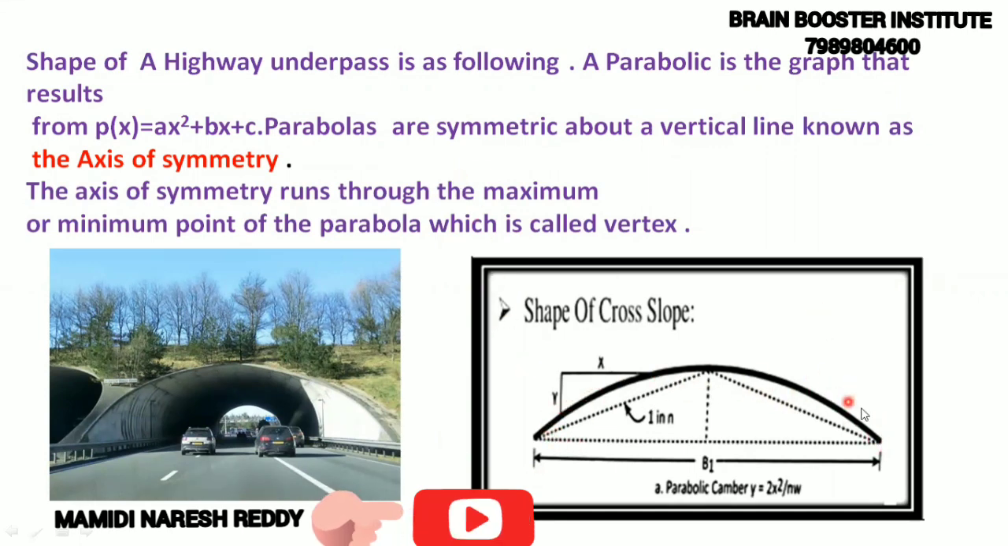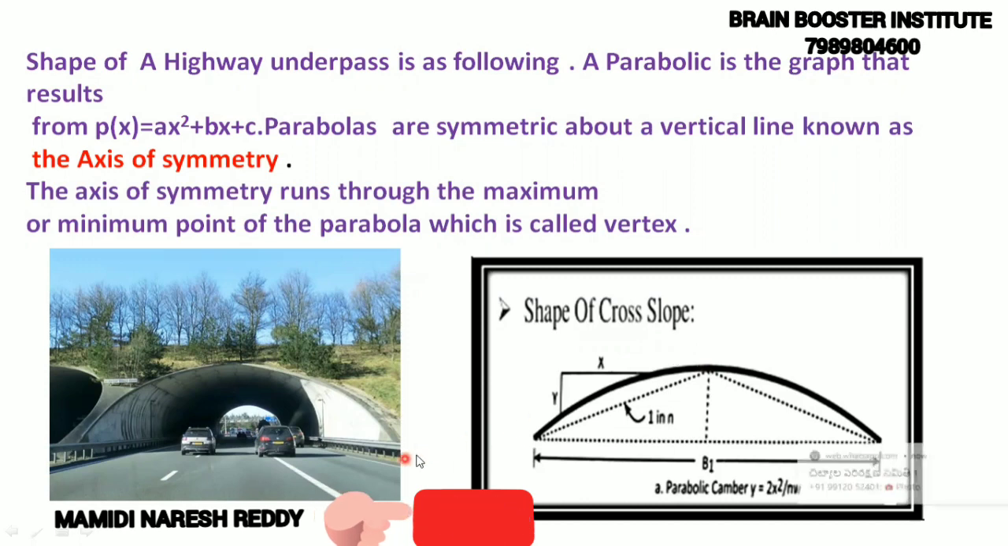And if you see, my dear friends, this parabola is symmetric about a vertical line. This is the vertical line. If you draw the vertical line like this, this parabola is symmetric about this axis of symmetry. So this is called the axis of symmetry. This axis of symmetry runs through the maximum or minimum point of the parabola, which is called the vertex. So this is called the vertex, my dear friends.